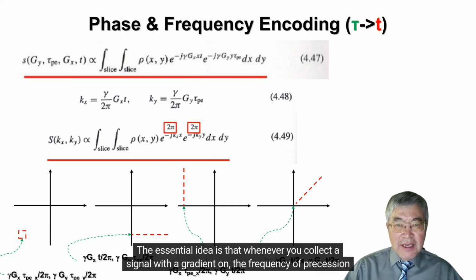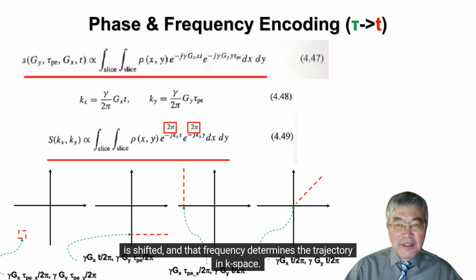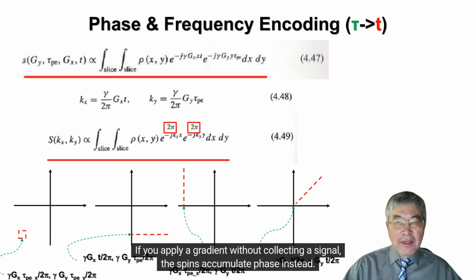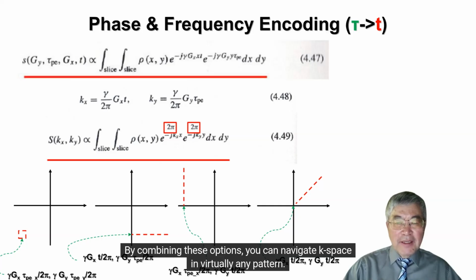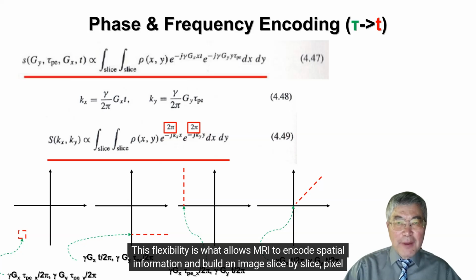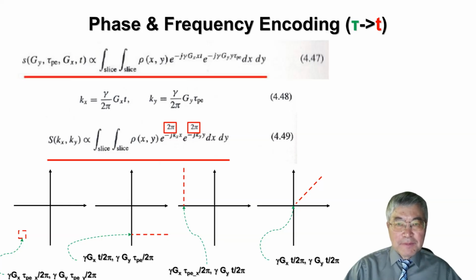The essential idea is that whenever you collect a signal with a gradient on, the frequency of precession is shifted, and that frequency determines the trajectory in k-space. If you apply a gradient without collecting a signal, the spins accumulate phase instead. By combining these options, you can navigate k-space in virtually any pattern. This flexibility is what allows MRI to encode spatial information and build an image slice by slice, pixel by pixel.